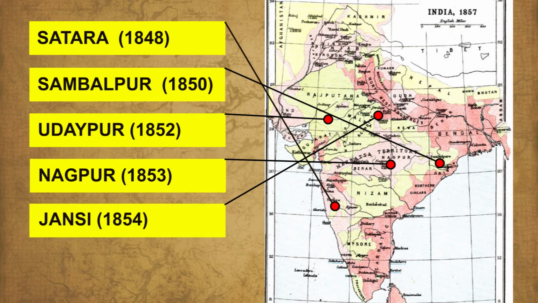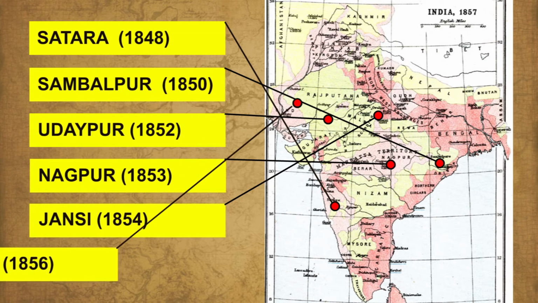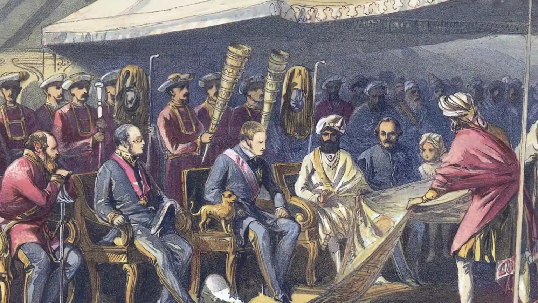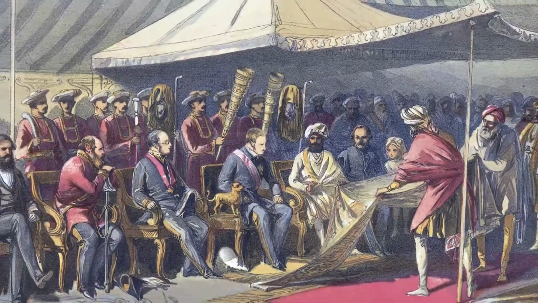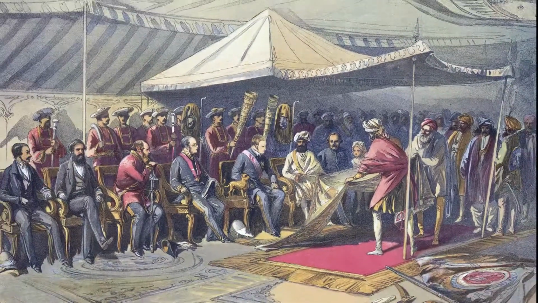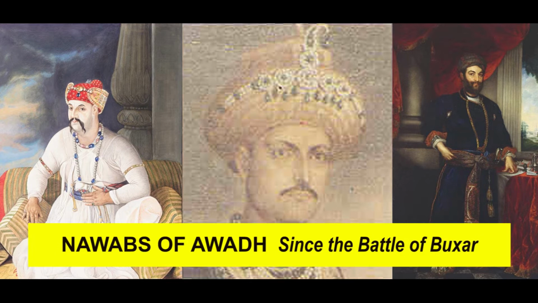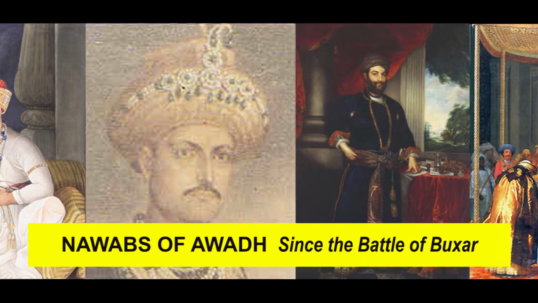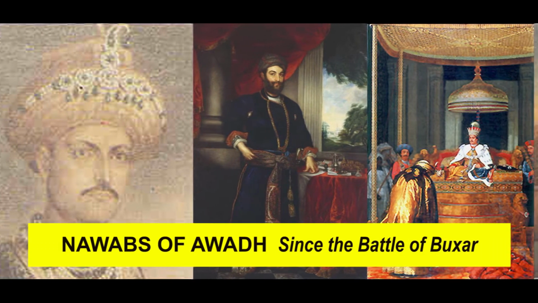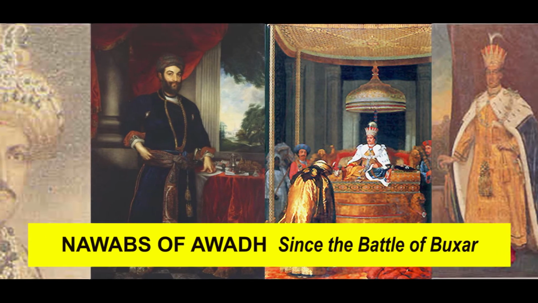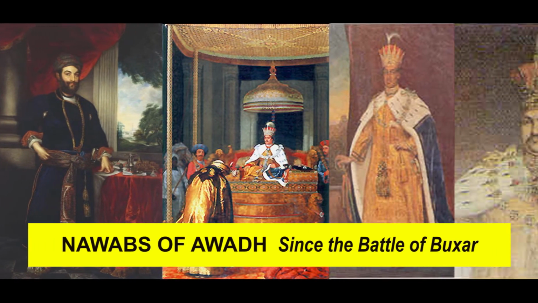In 1856, the Company also took over Awadh. Dalhousie said that the territory was misgoverned by the Nawabs. Therefore, the British rule was needed to ensure proper administration. The Nawabs of Awadh were British allies since the Battle of Buxar. They were most obedient to the British.